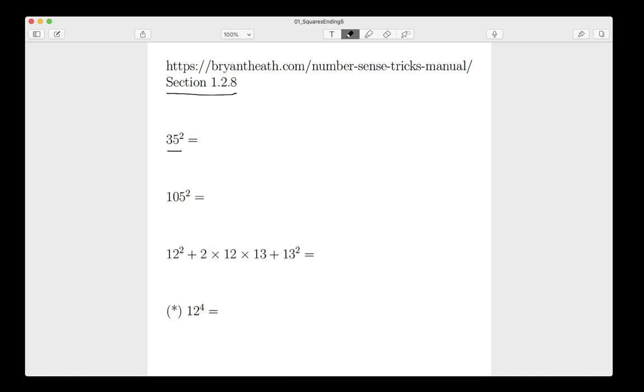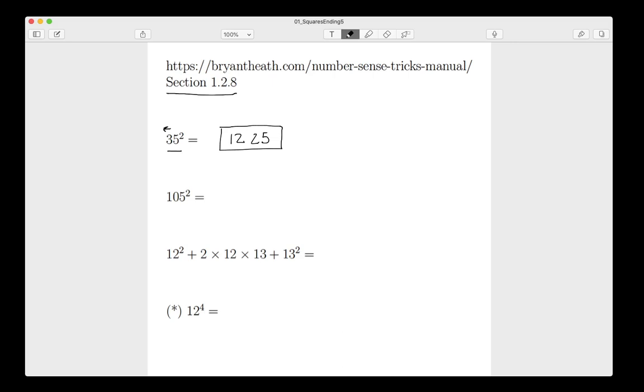It's 35 squared. So the last two digits will always be 25. And how you find the preceding digits is you look at, well, what are all the numbers to the left of the 5 in the question? So in this case, it's 3. So the preceding digits is just 3 times 1 plus it. So 3 times 3 plus 1 is 3 times 4, which is 12. So the answer would be 1225.